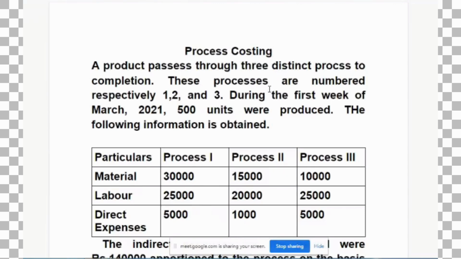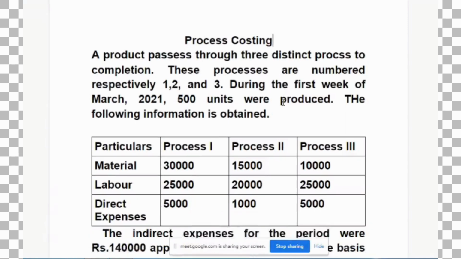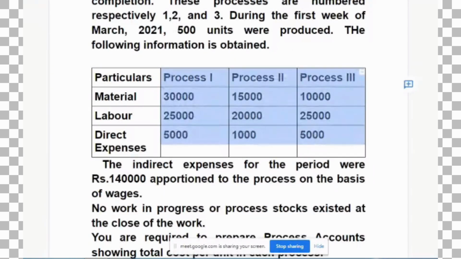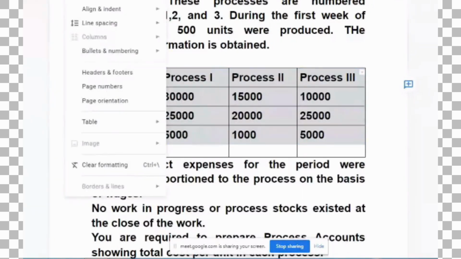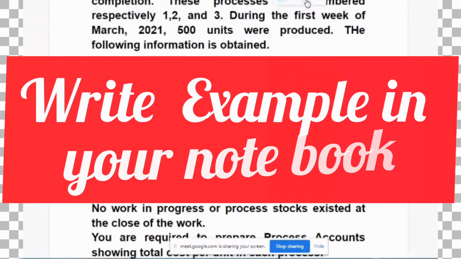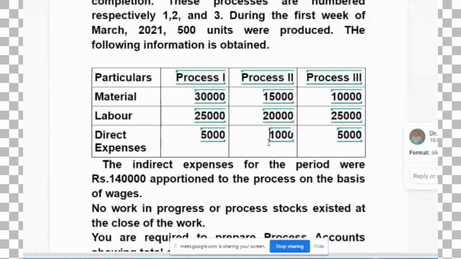Normally, whatever costing methods we have learned, like unit costing, job costing, batch costing, and operating costing, in those methods we are not normally preparing the ledger accounts. But this is the only method where we are determining the cost by the preparation of ledger accounts. Normally ledger accounts are not to be prepared, but here we prepare ledger accounts.